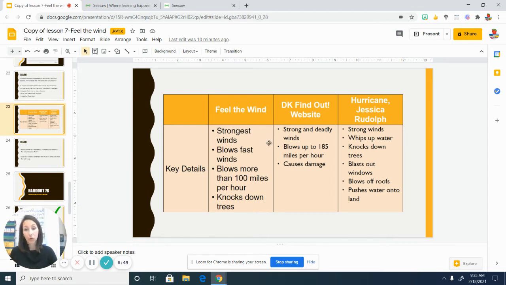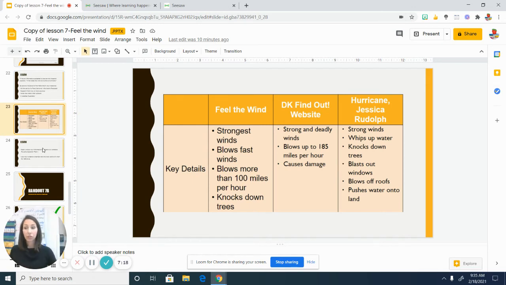I could pick strongest winds, but I would want to pick something else, a different detail that is not the same as saying strongest winds. So maybe I pick strongest winds and then say whips up water. So strongest winds, whips up water. Those would be two facts from two different sources that are not the same. Make sense? Okay, so you'll pick your two facts.